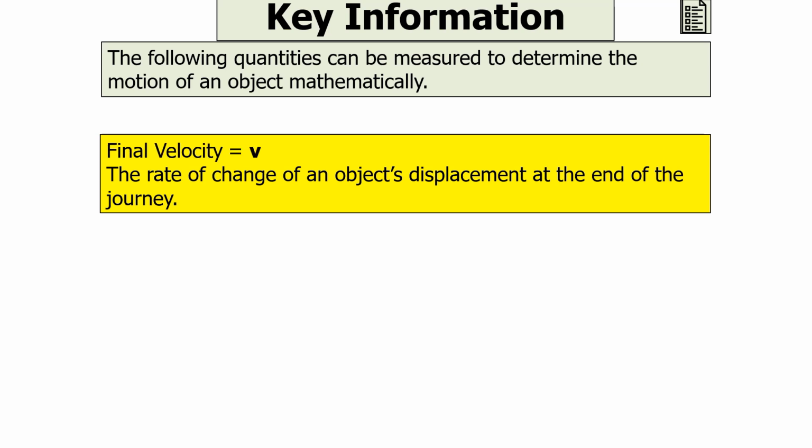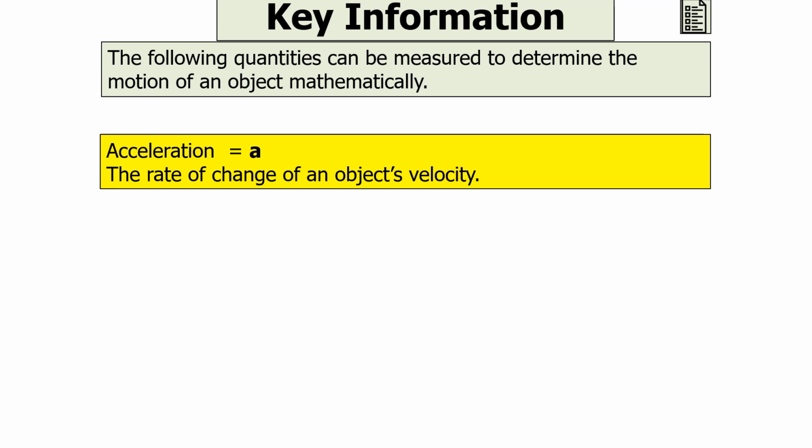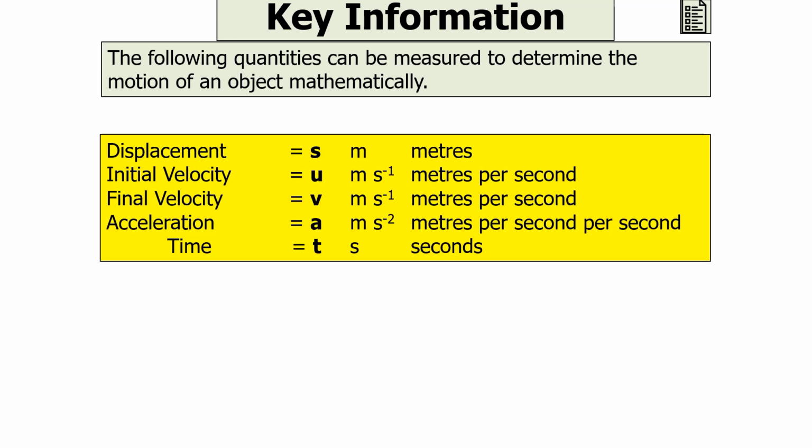We have the final velocity, symbolized with v, which is the rate of change of an object's displacement at the end of the journey. We have the acceleration, symbolized with a, which is the rate of change of an object's velocity. And then we have time taken, symbolized with t. So this is the time in which the object is in motion. So we have displacement, initial velocity, final velocity, acceleration and time: s, u, v, a, and t.